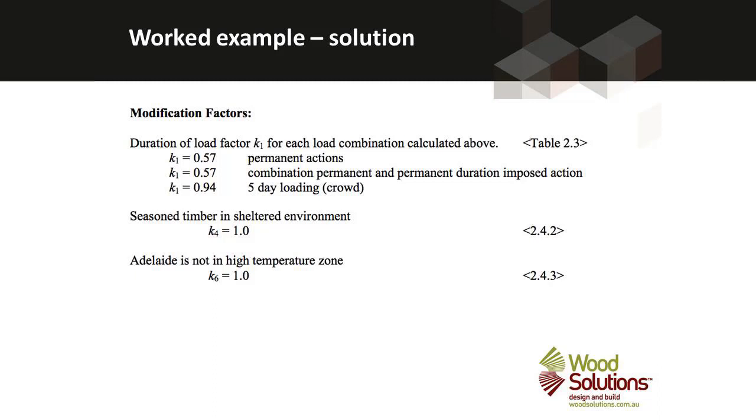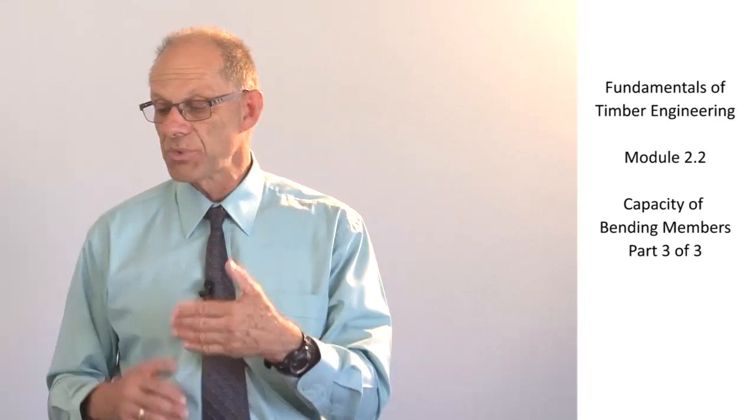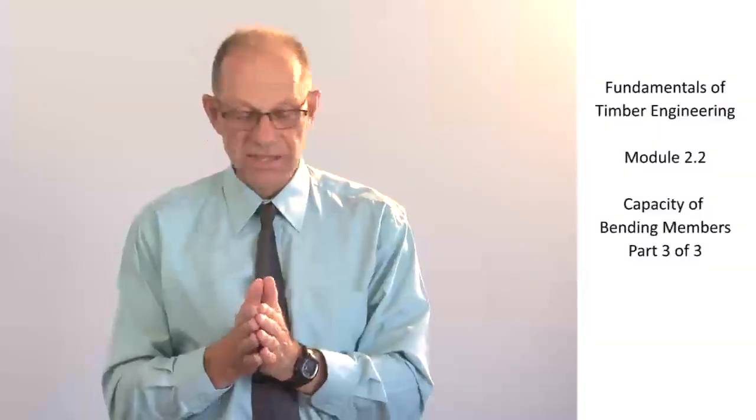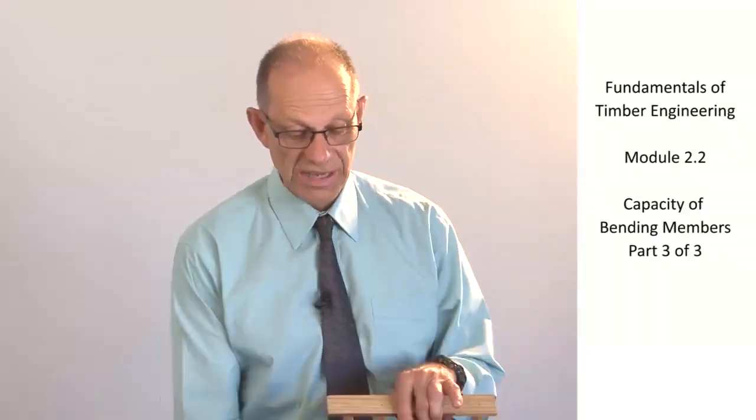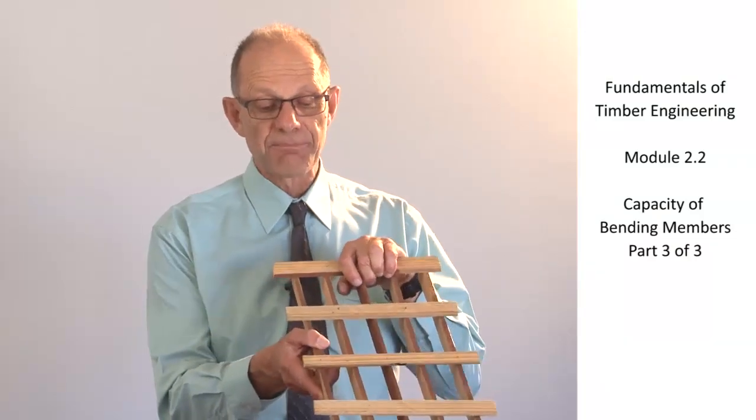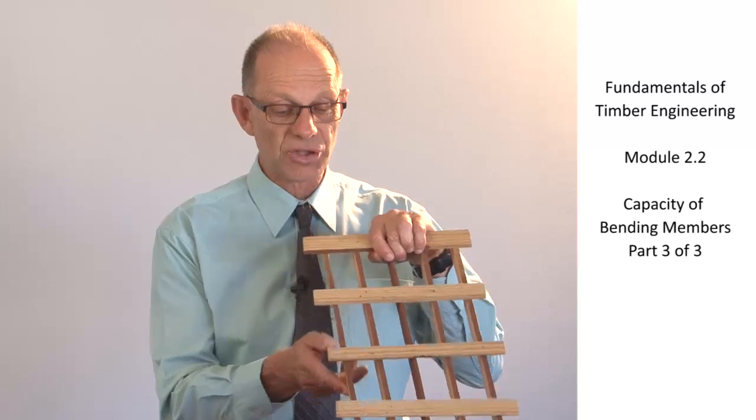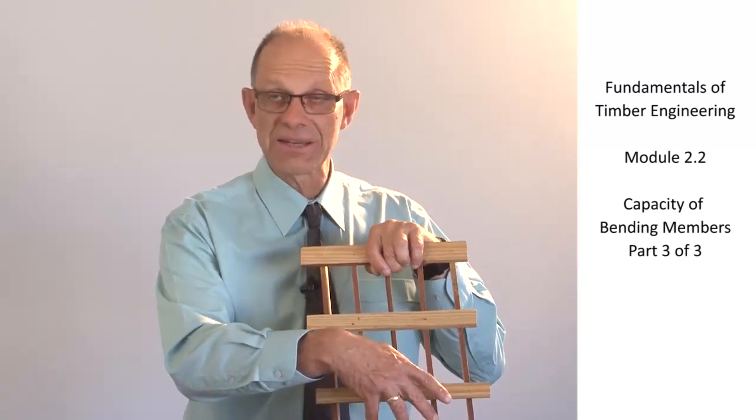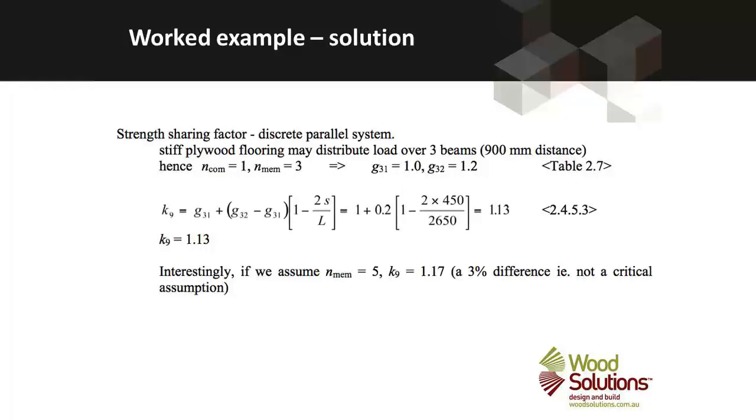It's seasoned timber used indoors appropriately with K4 equals 1. Adelaide is not in the high temperature zone, so K6 is 1. And then we can evaluate the strength sharing factor. In this case, each member is not nailed to other members alongside of it, but it's used in a discrete system. So NCOM is 1, and we're going to use NMEM as 3. So bearing in mind the length of the member and the spacing of the members, we can calculate a K9 value. And notice that it is bigger than 1. It's 1.13. So it's saying we get an increase in capacity due to the strength sharing factor.